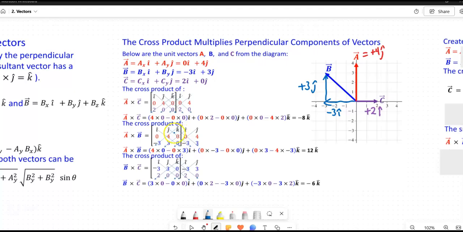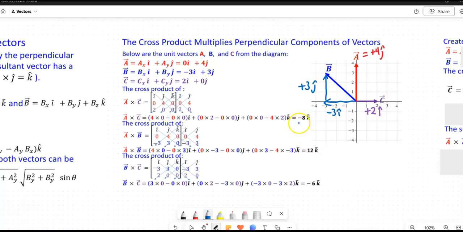For the j direction, we're going to add 0 times negative 3 minus, remember you have to subtract the next portion, that'll be 0 times 0. Now let's do the k portion. That's going to be 0 times 3 minus negative 3 times 4. Negative 3 times 4, sorry, 4 times negative 3. So negative 4 times negative 3 is positive 12. I was right in guessing that.